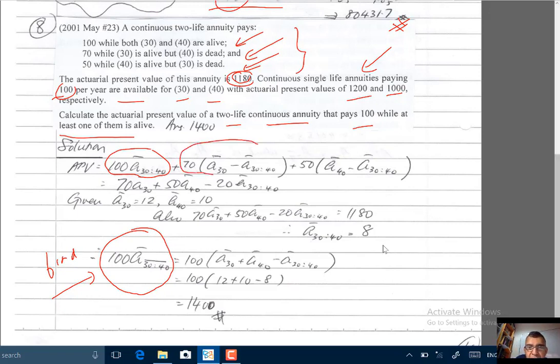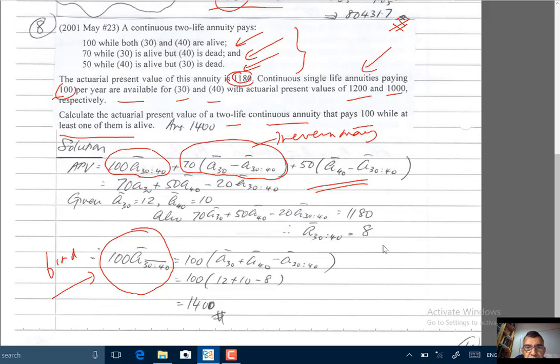It's a reversionary annuity. That's why you find A bar 30 minus A bar 30 colon 40. This is a reversionary annuity. You know the formulas already. And the same thing for 40 is alive and 30 is dead. You pay 50. Another reversionary annuity.